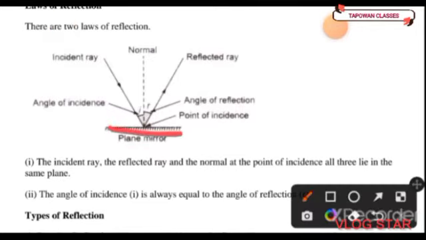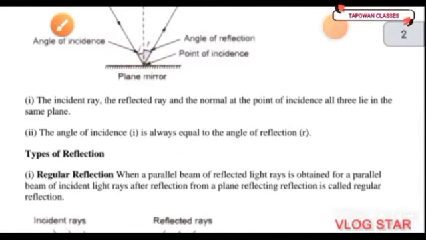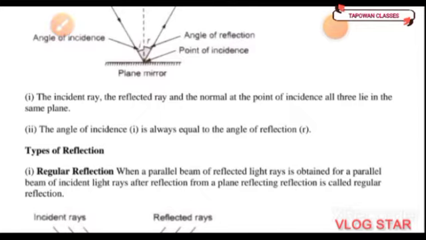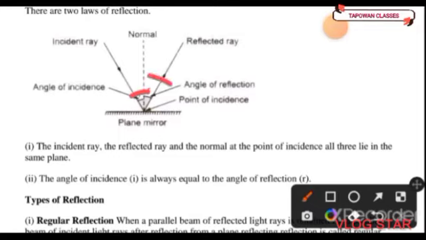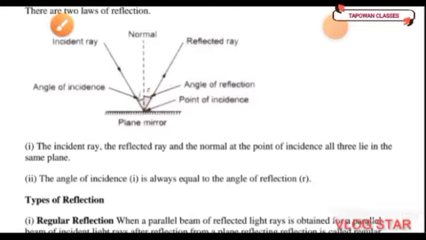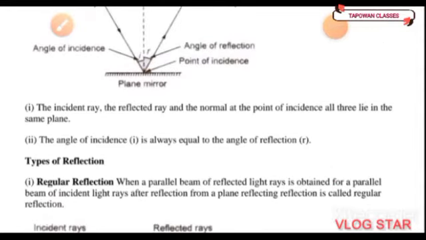The first line comes from the source of light, that is the incident ray, and the ray is transferred here as the reflected ray, and there is the normal. All of them lie in the same plane. That is called the first law. The second law: the angle of incidence and the angle of reflection are equal. The angle of incidence is always equal to the angle of reflection, that is, angle i equals angle r.